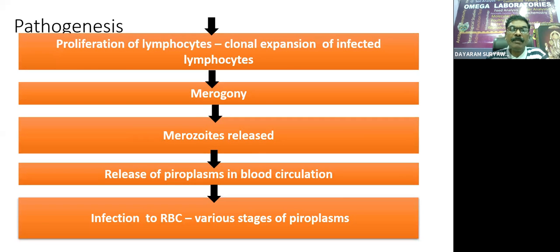After that, there is a proliferative stage of the lymphocytes. So lymphocytes convert into lymphoblasts, clonal expansion takes place, and merogony will be developed. After merogony is developed, merozoites are released, and once the merozoites are released in the blood, they will invade the circulating RBCs, and there is a piroplasm stage, and piroplasms will invade the RBC, and various stages of piroplasm can be noticed in the RBCs.